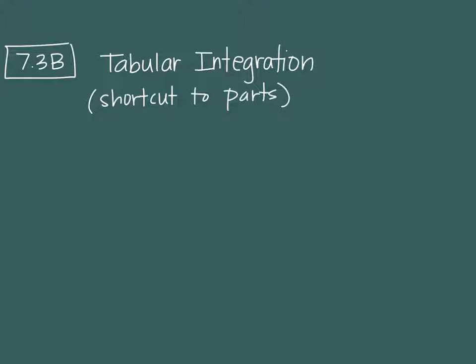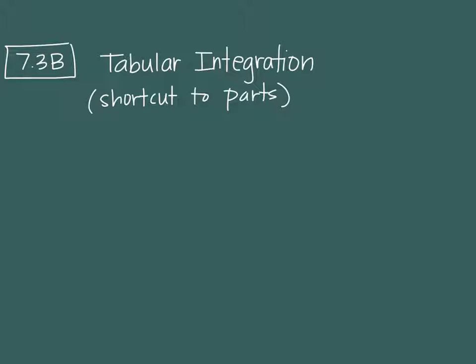Shortcuts are great, but they're also limiting because they usually only work in specific situations. Okay? So in integration by parts, if the U choice is a polynomial, then tabular integration works.